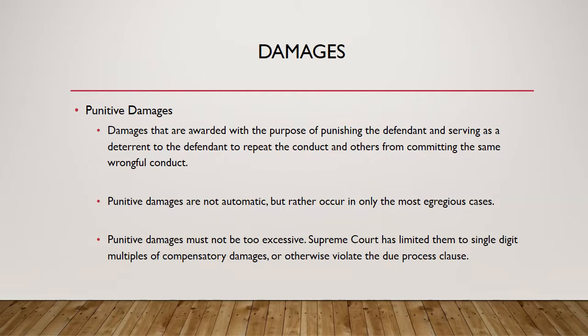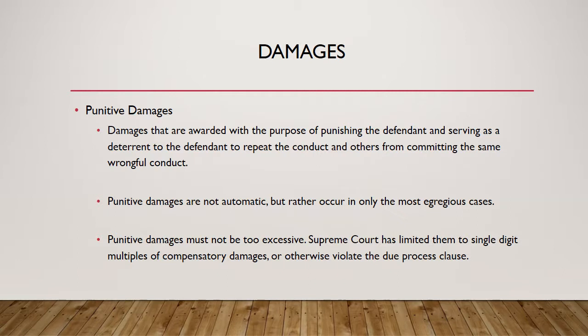The Supreme Court has limited them to a single-digit multiplier of compensatory damages. If they're greater than 9 times, so if they're 10 times or 15 times, whatever the multiple is of compensatory damages, then it's more likely that it's going to be found that the punitive damages are excessive and violate the due process clause.